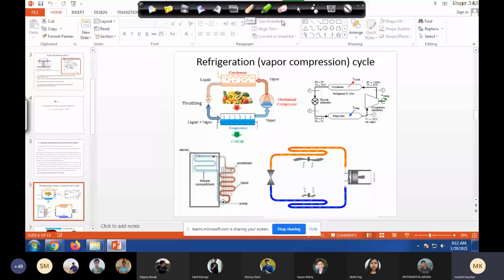I am sure after the previous class you have probably checked your fridge to see whether there is a throttling device or not. If not, please check it. Anyway, so what happens in the fridge? There is an evaporator. We start from here. This is called the evaporator.